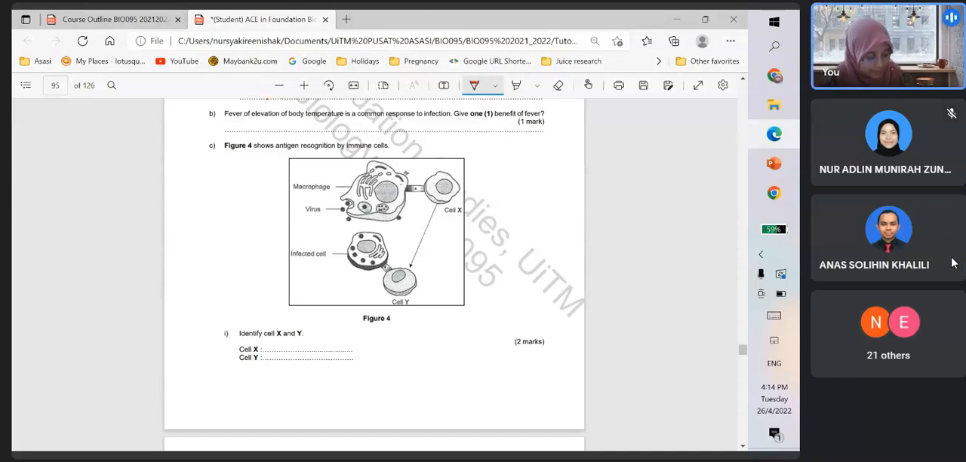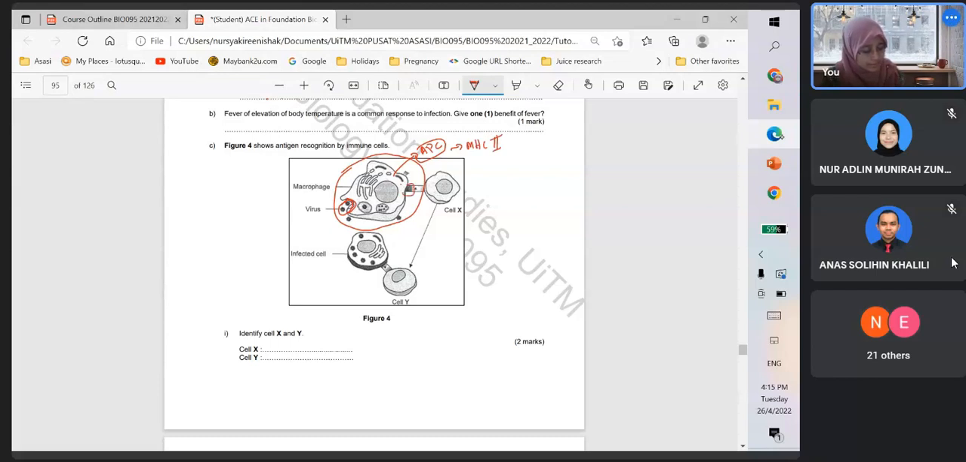Kita tengok soalan ni, Figure 4 shows antigen recognition by immune cell. Awak tengok kalau sel yang besar ni dia adalah macrophage. Okay, so macrophage, when the macrophage internalize the virus, it engulfs the virus, dia akan jadi sel yang kita panggil sebagai apa? APC, antigen presenting cell. So kenapa kita panggil sebagai APC? Because this APC cell, the macrophage that becomes the APC, presents the antigen molecule, which is the virus that is degraded inside the macrophage, degrade jadi antigen fragment. Dia akan present guna MHC class 2. MHC class 2.